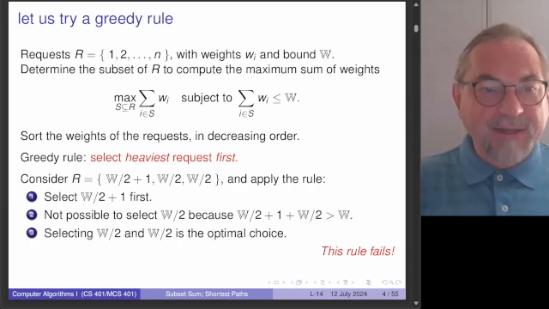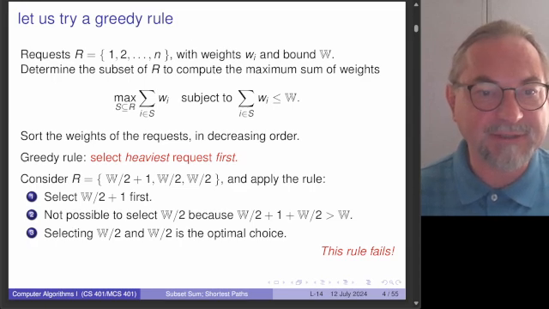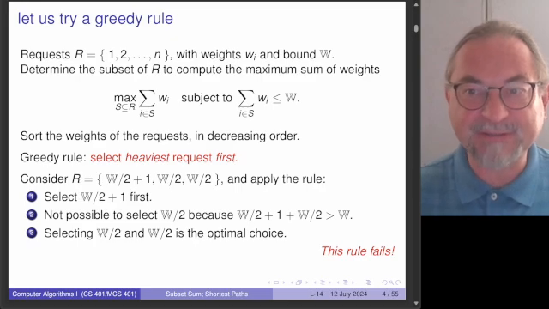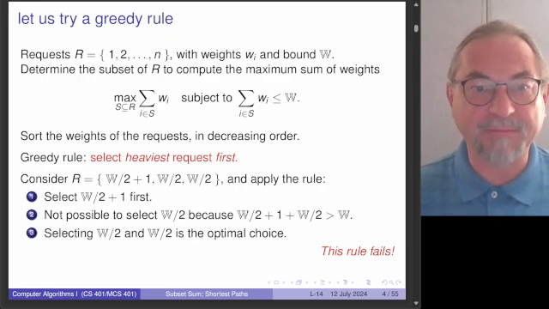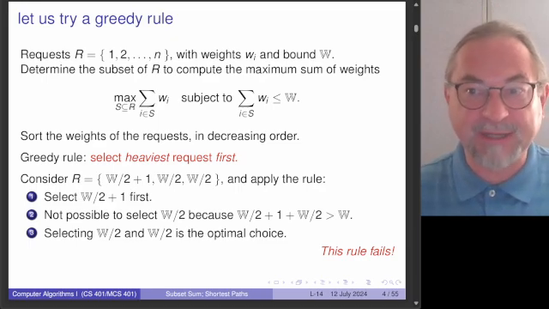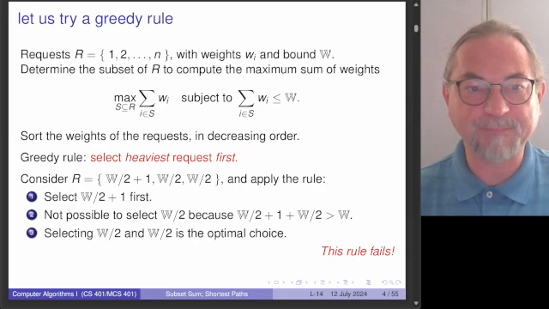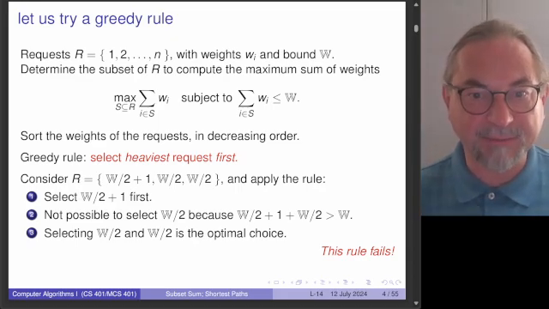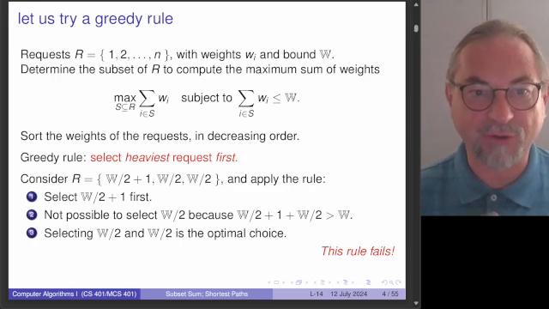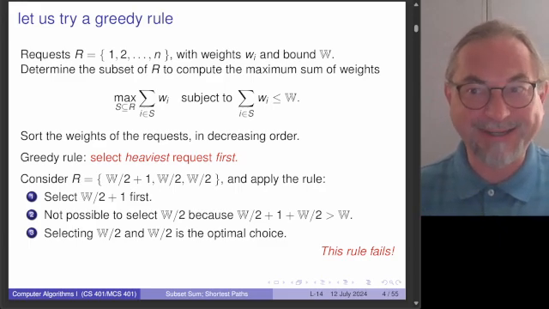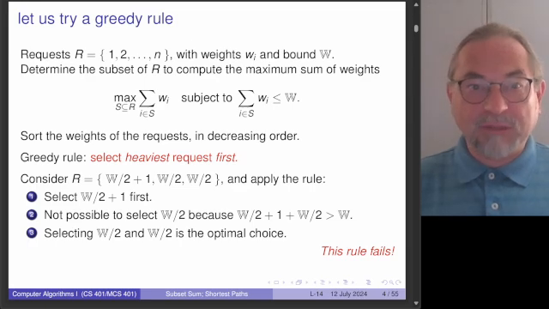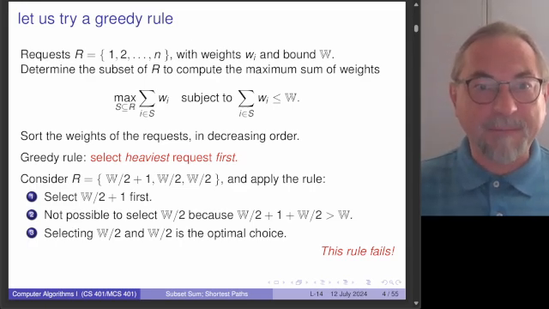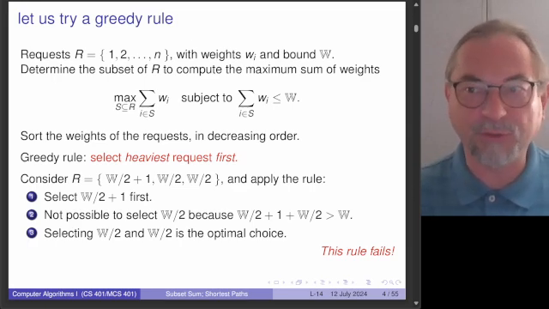Well, what happens if we do that? Well, let's consider this sequence of 3 requests where the first request requires as much time as the total bound W divided by 2 plus 1. So we're going to select that one first, but the other 2 requests require only half as much time. So you can see that the best selection would have been to select requests 2 and 3, but our greedy rule selected the heaviest request first. So this is a rule that will obviously not give us the best choice, and that's not a good rule.